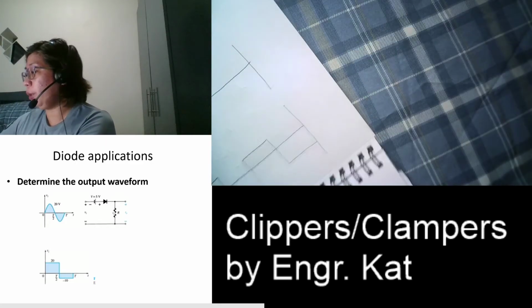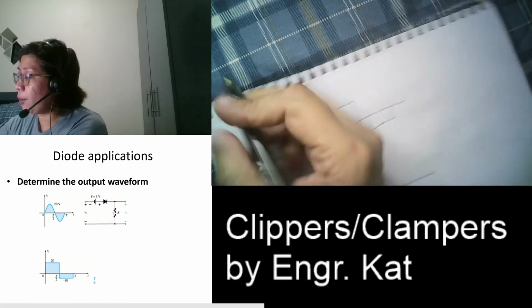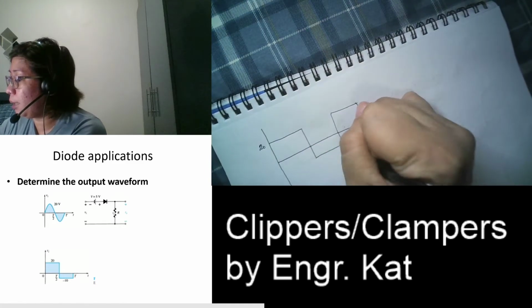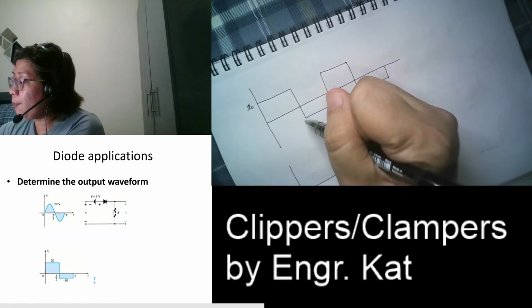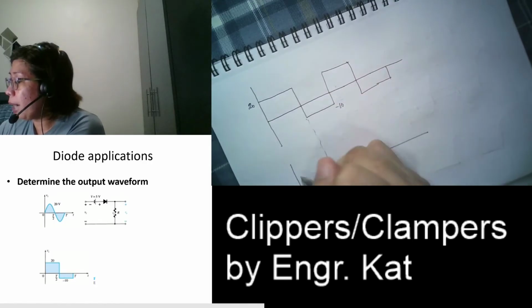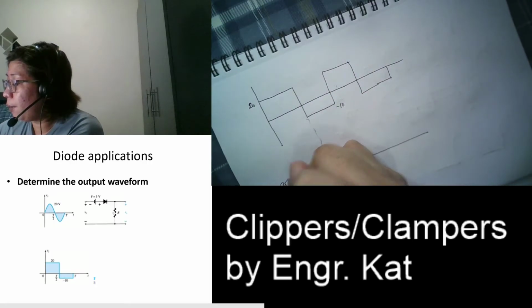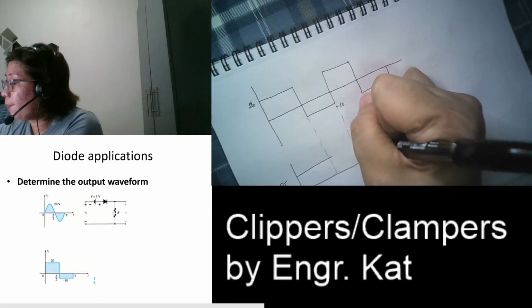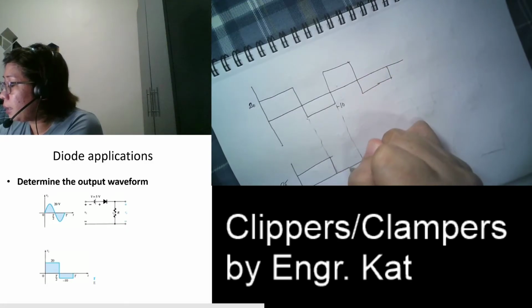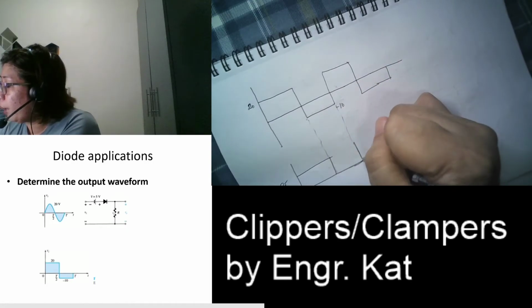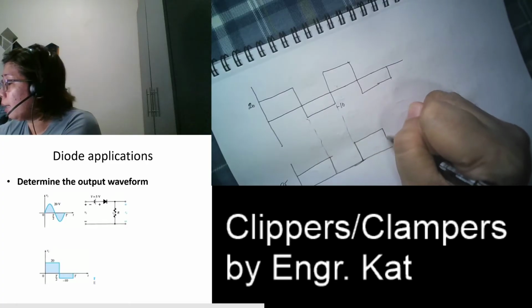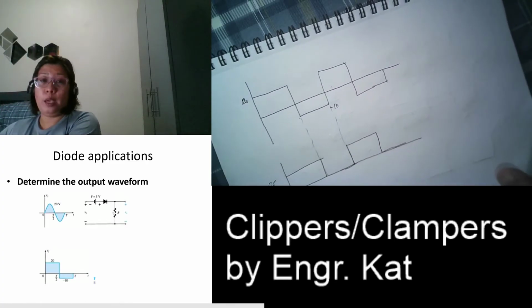So if we're going to redraw that, this is our input. So this is 20 and this is negative 10. During the positive half, our output is 25. During the negative half, our output is 0. And then 25 again, and then 0 again. Okay?